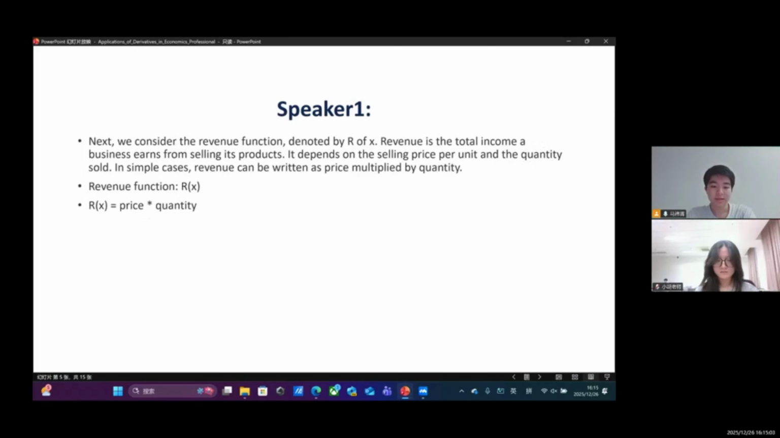Next, we consider the revenue function, denoted by R of x. Revenue is the total income a business earns from selling its products. It depends on the selling price per unit and the quantity sold. In simple cases, revenue can be written as price multiplied by quantity.